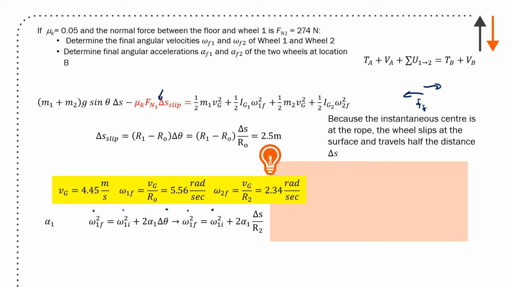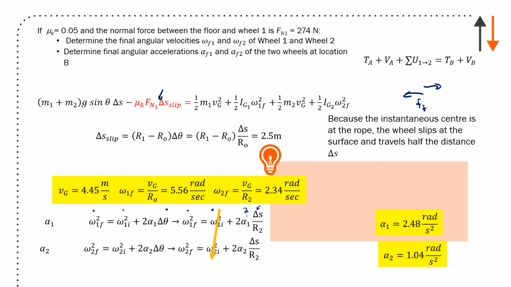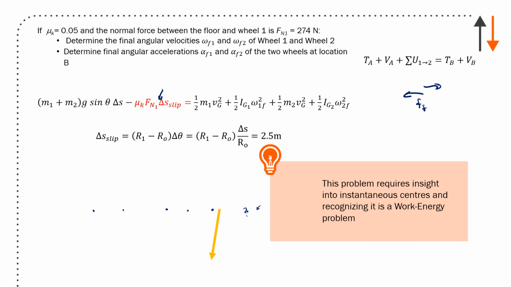and you know the arc distance traveled, or angular distance. So you have this. No, you don't have that. That's your unknown. And you have this, which is delta theta. Same thing for omega 2. Those two terms go away, and you get alpha 1 equals 2.48 rads per second squared, and alpha 2 equals 1.04 rads per second squared.